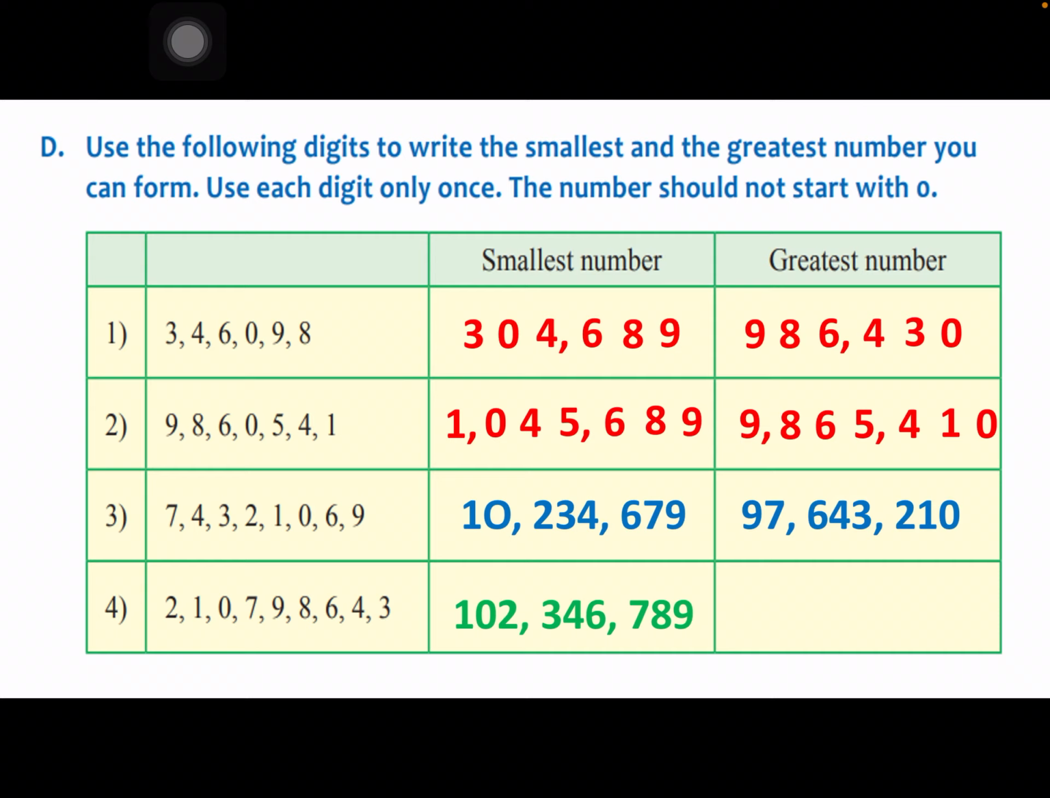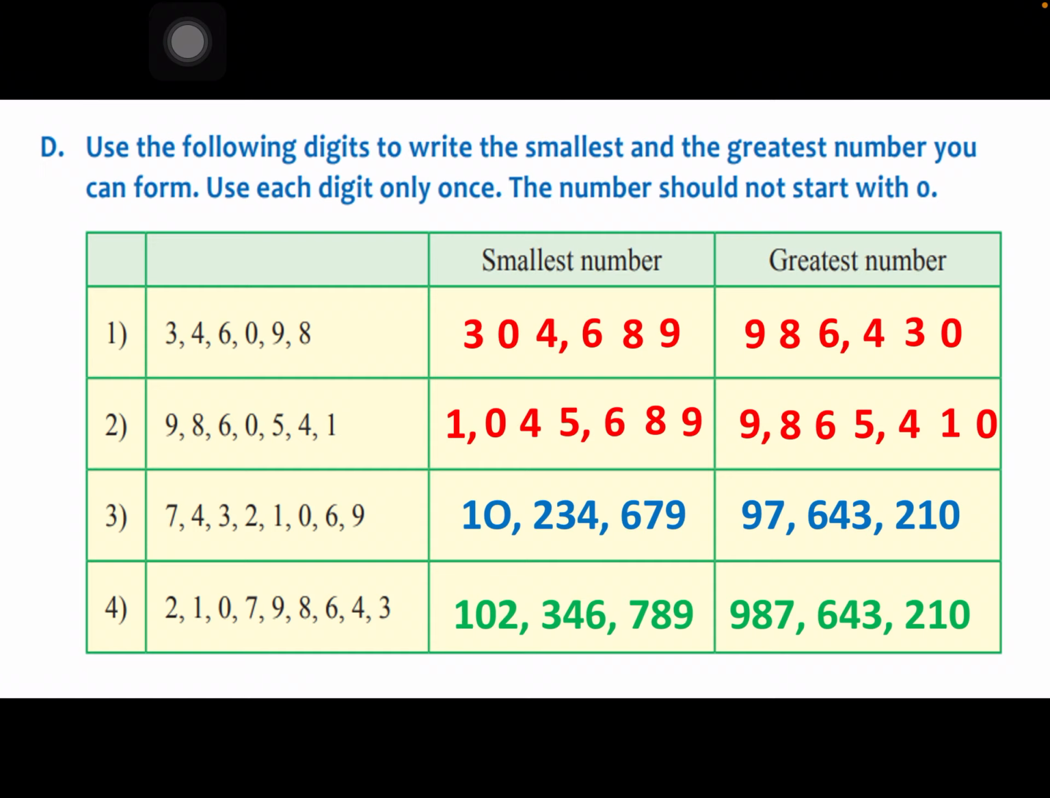For the greatest number, you start with the biggest number also. You start with 9, 8, 7, 6, 4, 3, 2, 1, 0. If you read the number, it is 987,643,210. Check your answer, students.